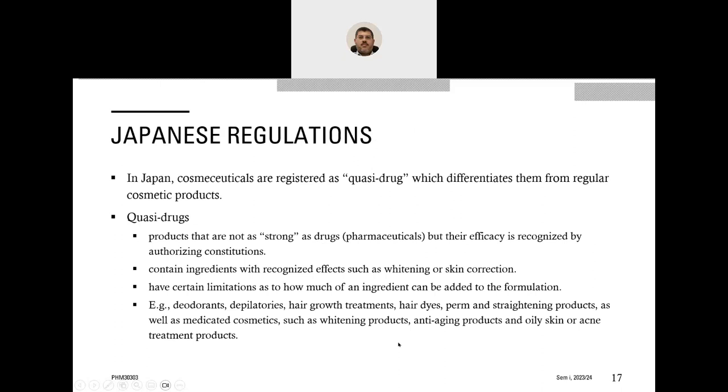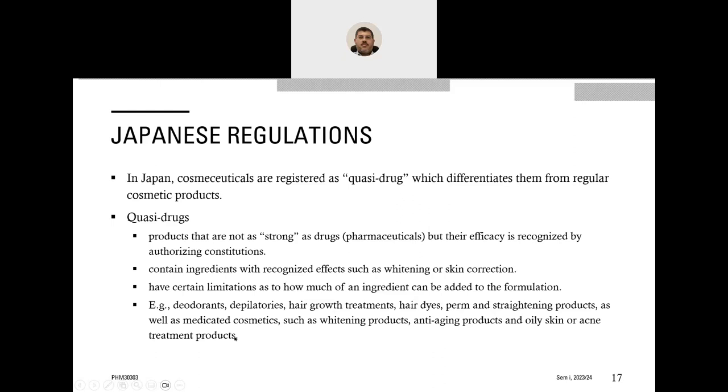Okay. There is a similar regulation in Japan, but they call them quasi-drugs. They don't use the term OTC. In Japan, cosmeceuticals are registered as quasi-drugs, which differentiates them from regular cosmetic products. Quasi-drugs are not as strong as drugs, but their efficacy is recognized by authorizing institutions. They contain ingredients with recognized effects, such as whitening or skin correction. They have certain limitations to how much of the ingredient can be added to the formulation. And examples are deodorants, depilatories, hair growth treatments, hair dyes, perm and straightening products. Perm is the one that makes the hair wavy. Straightening products make the hair straight, as well as medicated cosmetics, such as whitening products, anti-aging products, and oily skin or acne treatment products.